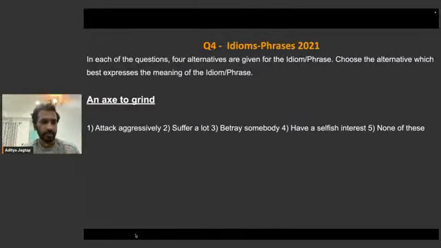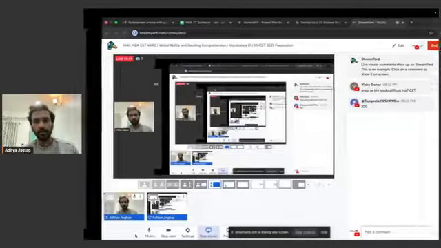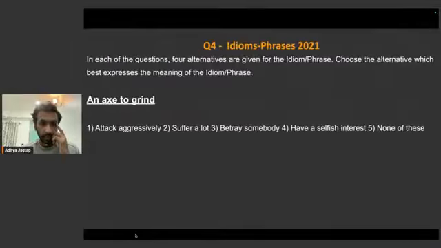All right, idioms and phrases. An axe to grind. What could it mean? An axe to grind. I have an axe to grind with someone, or I have an axe to grind about something, right? You may have heard that word or phrase.